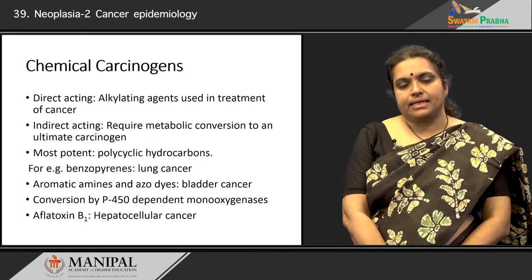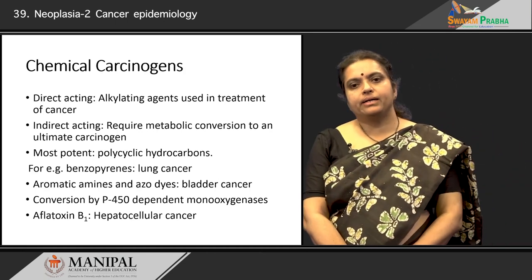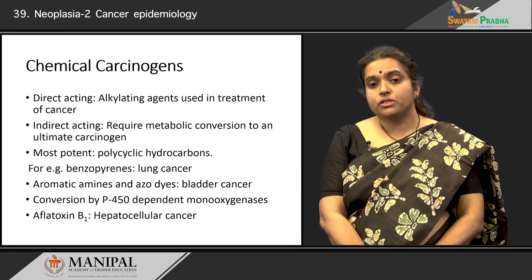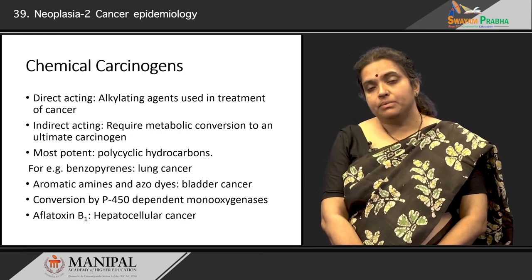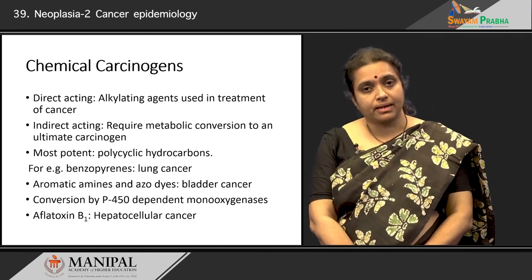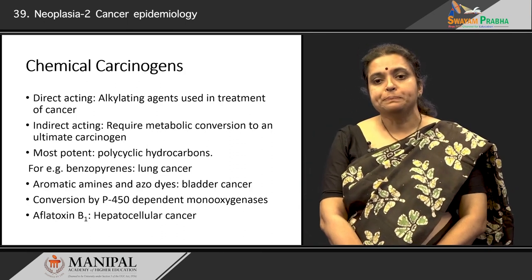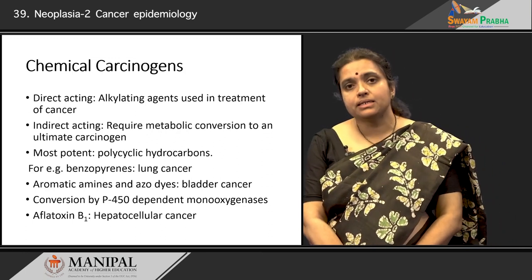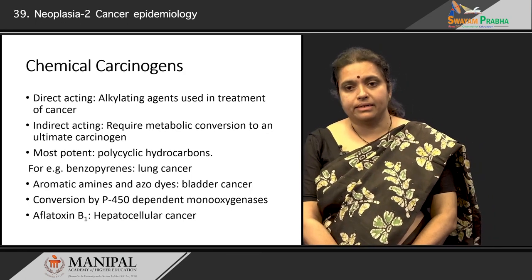So, these are direct acting carcinogenic agents. The indirect acting ones require a metabolic conversion to an ultimate carcinogen. The most potent of these are the polycyclic hydrocarbons. For example, the benzopyrenes, which I already mentioned, which can cause lung cancer and also the scrotal cancer of the chimney sweeps that we talked about. Other examples are aromatic amines and azo dyes, which are used in the rubber industry. They can cause urinary bladder cancer.